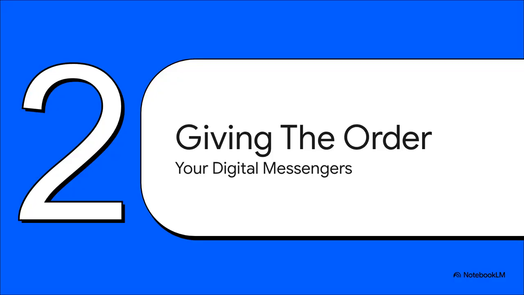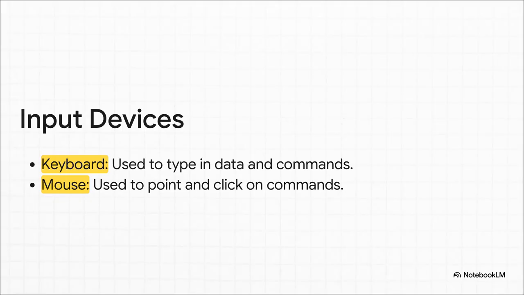So every journey has to start somewhere. And for your computer, that first step is getting its orders from you. This whole first part is the input stage. It's all about translating your physical actions into a language that the machine can actually understand. The easiest way to think about this is that your mouse and your keyboard are your personal messengers. When you type a letter or you click on an icon, bam, these devices are instantly translating that physical action into a digital signal, and they're carrying your orders directly into the heart of the digital world.